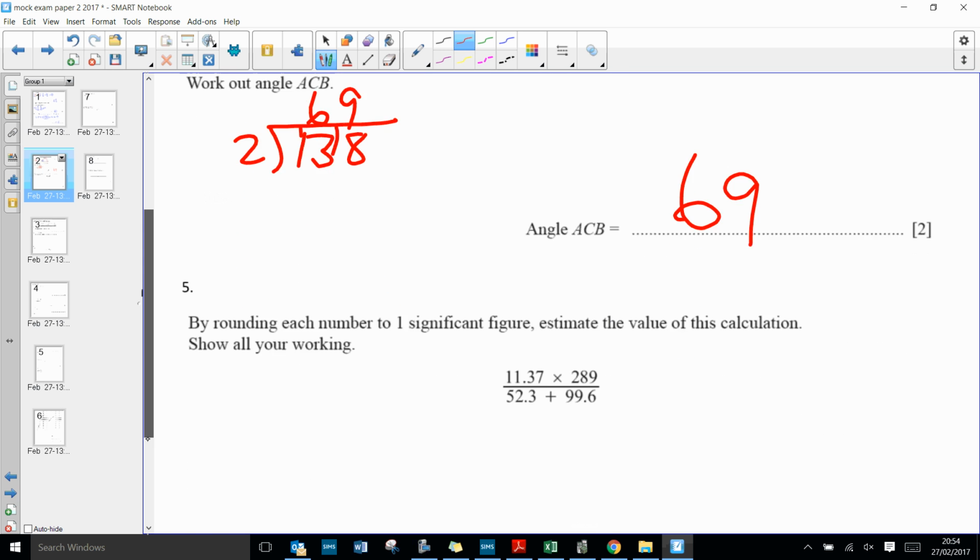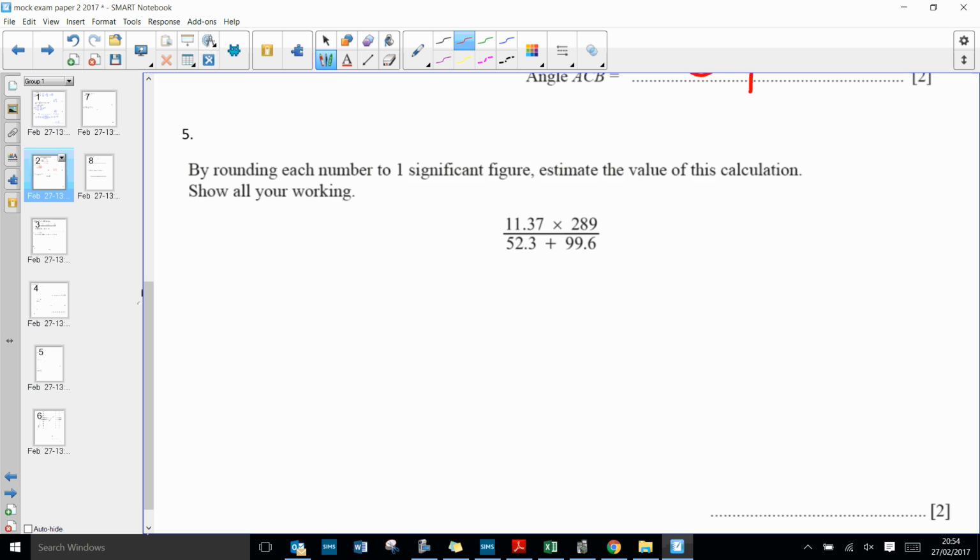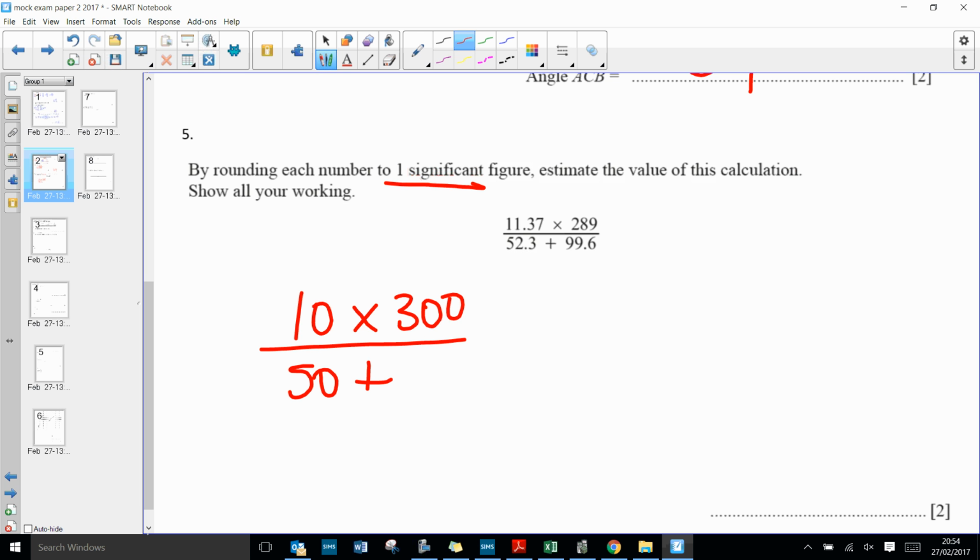By rounding each number to one significant figure, estimate the value of this calculation. Show your working. So we need to round to one significant figure. So 11.37 is just 10. 289 would be 300. 52.3 would be 50. And 99.6 would be 100.